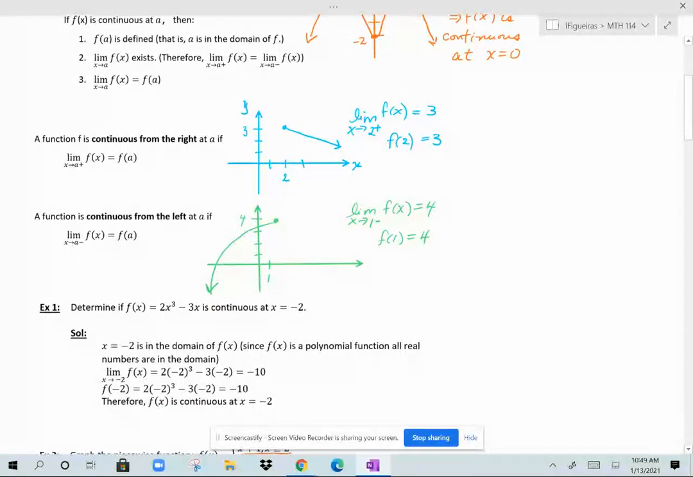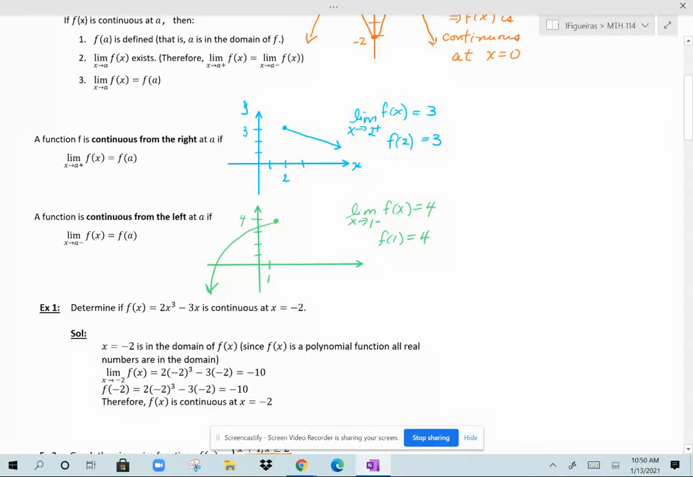So let's determine if this function, 2x cubed minus 3x, is continuous at x equal to -2. It's important to recognize f of x as a polynomial function. Polynomial functions have exponents that are whole numbers. So this is to the third power, this is to the first power. So no negative exponents, no radicals. When it's a polynomial function, your function will be continuous over all real numbers. So it will certainly be continuous at -2.